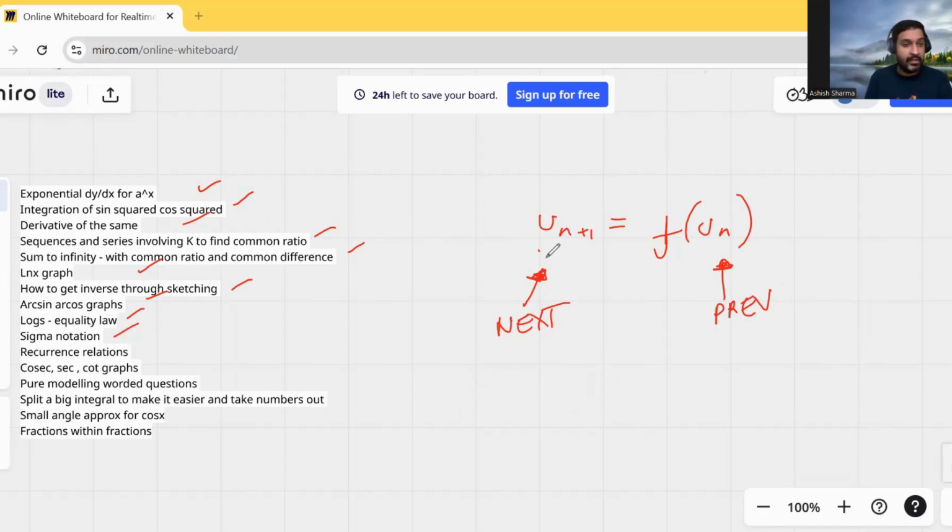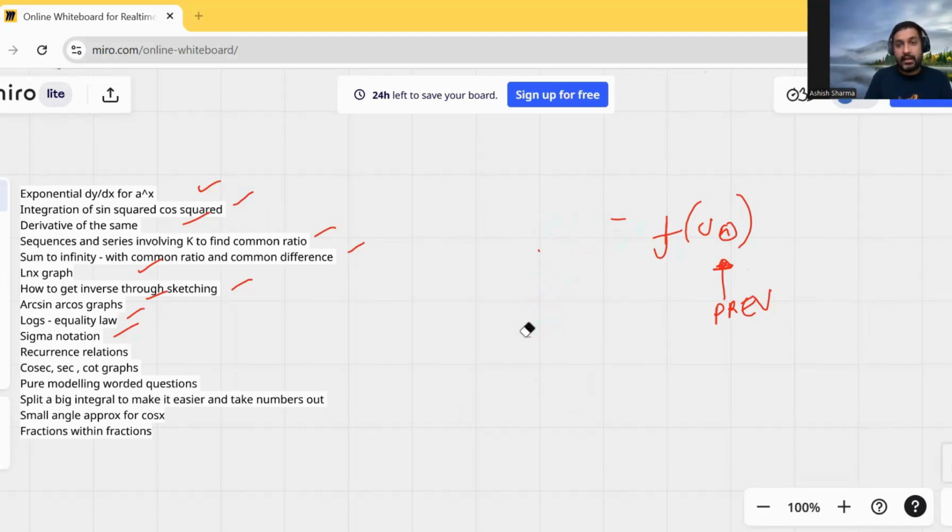How do you know you've got a recurrence relation? When you've got a notation like this at the bottom, u n plus one and u n. And read the questions. They'll say the 10th term is equal to this, the ninth term is equal to that. That's the sort of thing that does come up.